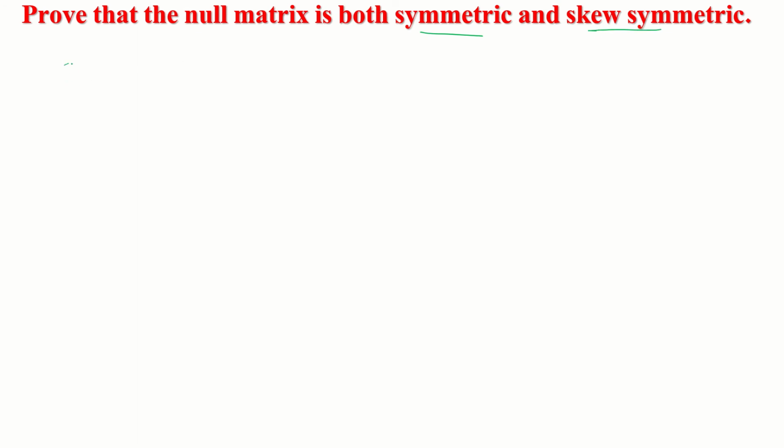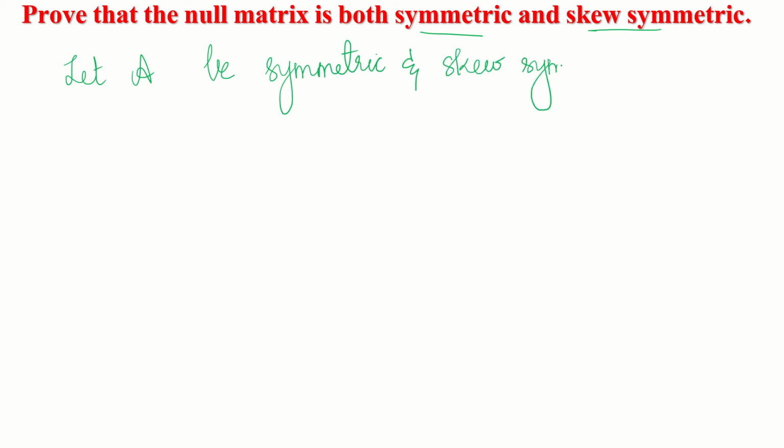So let us assume, let A be symmetric and skew-symmetric. Since A is symmetric, what can we conclude? We can conclude that A transpose will be A.